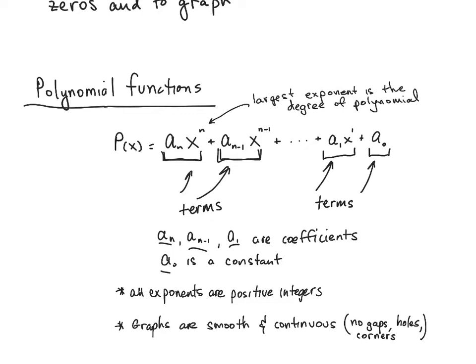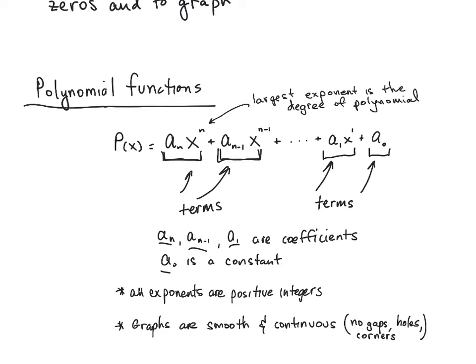Now some characteristics of polynomial functions: all of the exponents, so n and then n minus 1 all the way to x to the 1st power there, all of the exponents of a polynomial have to be positive integers. Integers is a whole number, so they have to be positive whole numbers. No negative exponents, no exponents that are fractions.